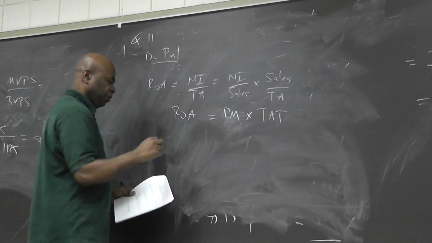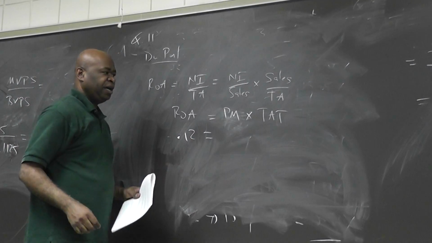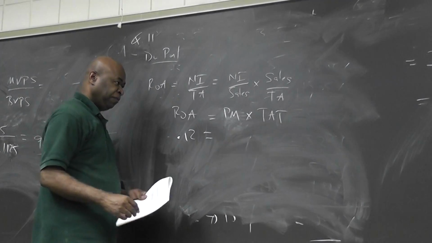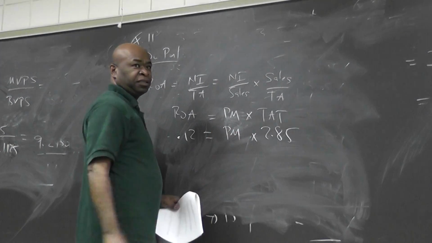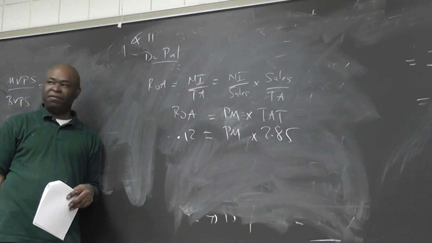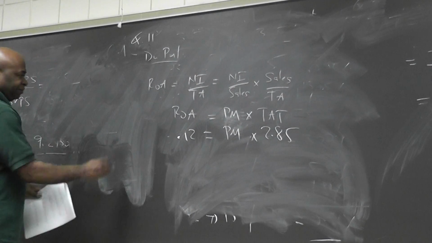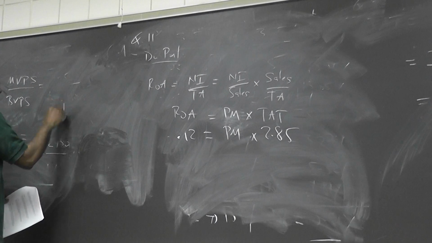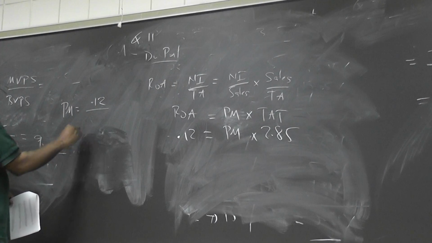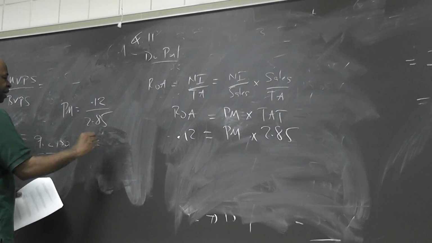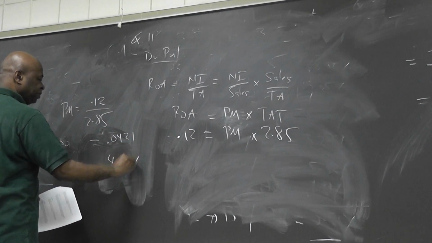Now, we know the ROA, which is 12%, so it's 0.12. We know that TAT is 2.85. Then our unknown is the profit margin, and we solve for it. That profit margin will equal 0.12 divided by 2.85, which is 0.0421, or 4.21%.